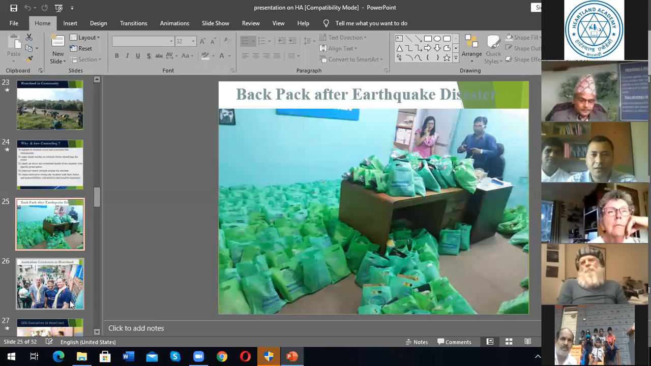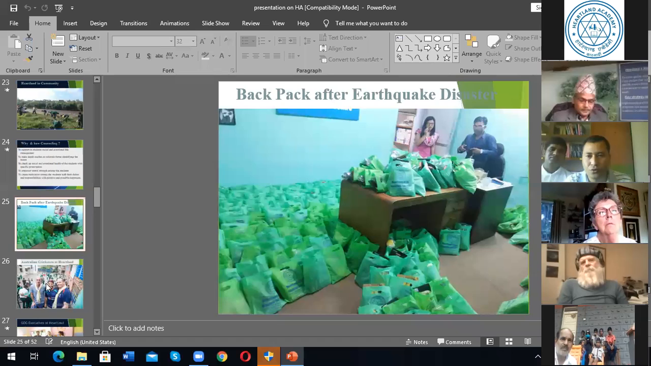This is a picture of backpacks after the earthquake. You know, the disaster earthquake that hit Nepal, and many people lost their lives and properties. Our parents and our students also became victims of this disaster. On the first day of school after the earthquake, we provided this backpack gift to our students to encourage them to be in school. So this is the picture you can see.